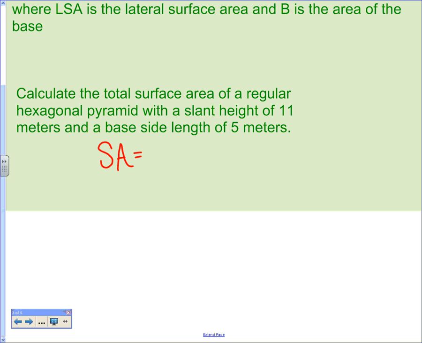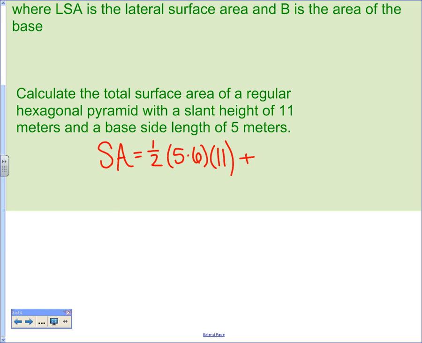What numbers would I use for the lateral surface area? Okay, 5 times 6 because why? Side length, and you have 6 sides. Okay, what else? Because that's the slant height. Does that make sense so far? Okay, so I get my lateral surface area, and what do I need now?